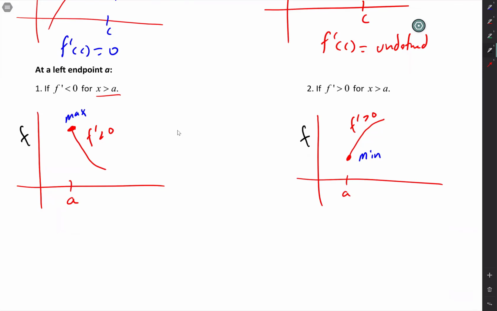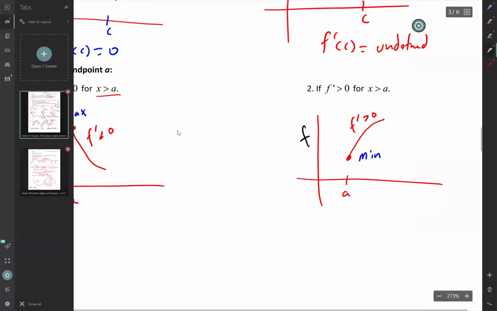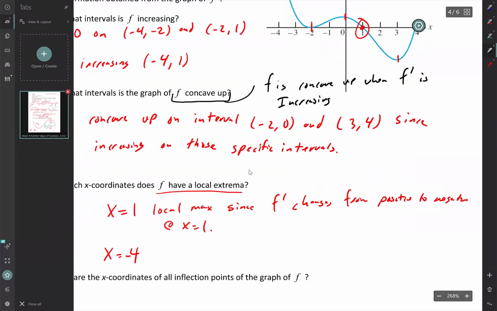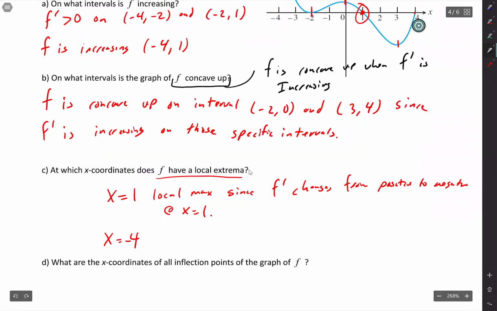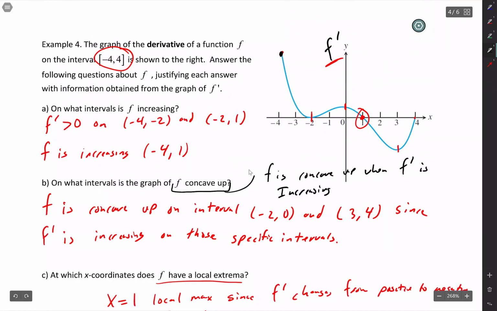That makes sense, guys? So, coming back, x equals negative 4. At negative 4, my derivative is immediately positive. So I have an endpoint, and immediately to the right, my F is going up. It's a min.